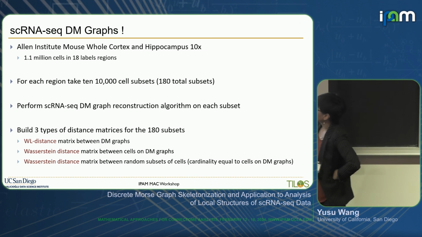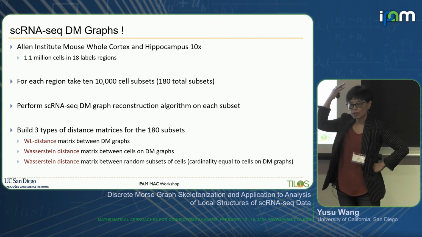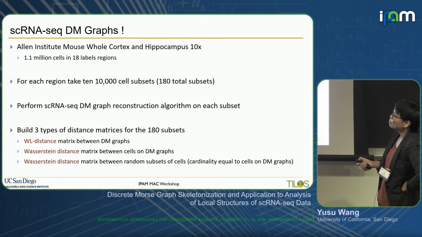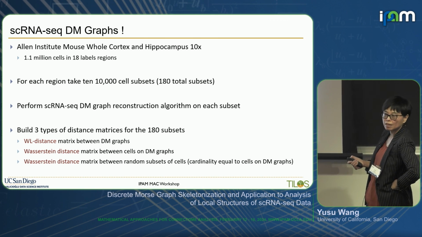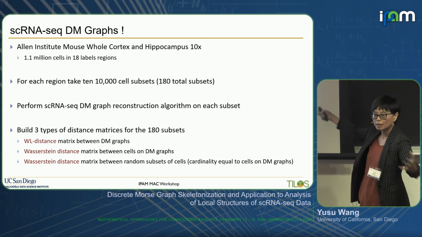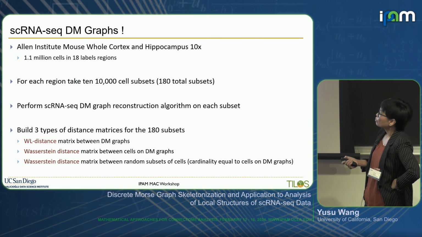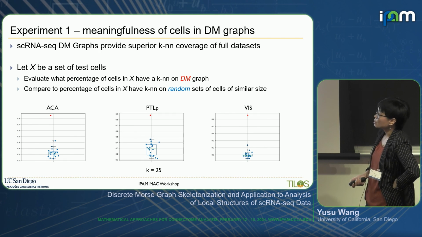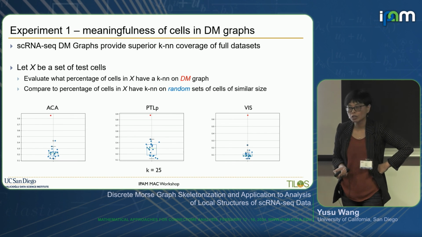Basically, we have about 1 million cells labeled in 18 different regions in our brain, okay? So for each of the regions, I'm going to take about 10,000 cells just randomly, and I'm going to take 10 such random subsets. You can think of that as a sampling of my big data set. Okay, so altogether, this would give me 180 total subsets. And for each such subset of 10,000 cells, I would do this DM reconstruction and get a graph representation. So this is just to show that this graph representation indeed captures the key information.